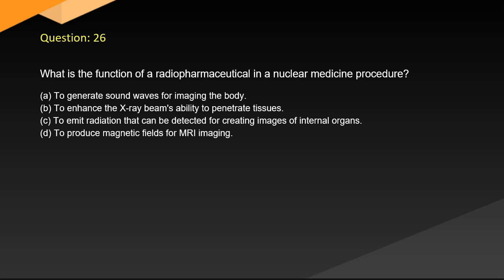Question 26. What is the function of a radiopharmaceutical in a nuclear medicine procedure? A. To generate sound waves for imaging the body. B. To enhance the X-ray beam's ability to penetrate tissues. C. To emit radiation that can be detected for creating images of internal organs. D. To produce magnetic fields for MRI imaging.